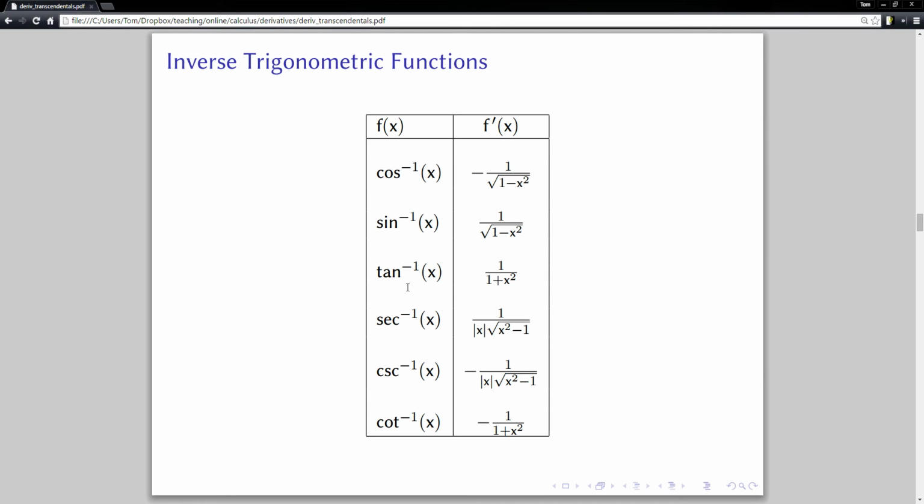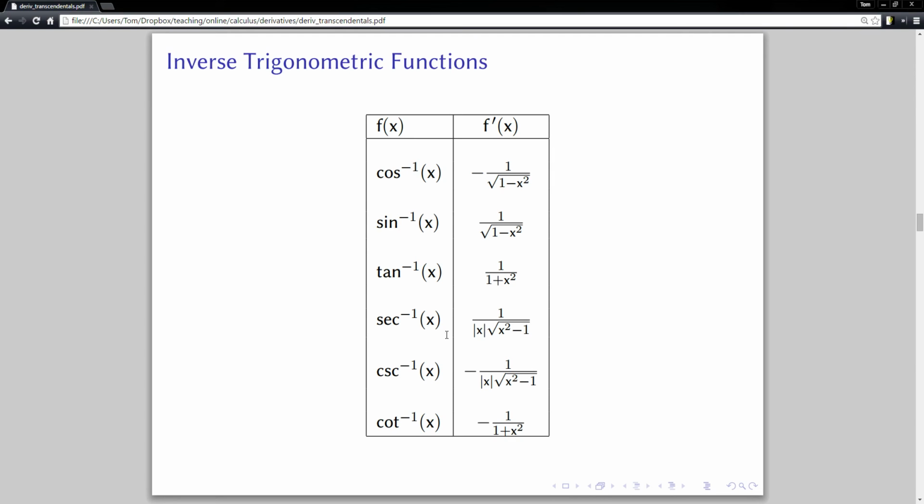The derivative of inverse tangent is 1 over 1 plus x squared, so it has a really nice derivative. Kind of not what you would expect, right, at first glance. And if you look at cotan inverse here, it's the same as the derivative of tan inverse with the minus sign in front.